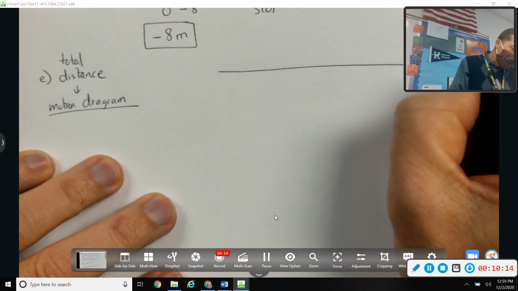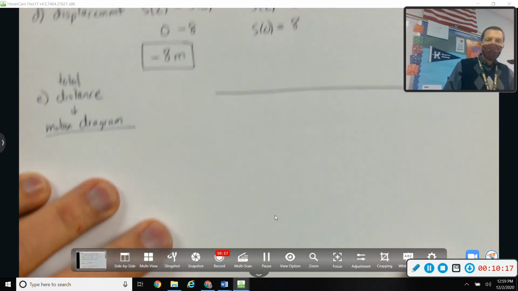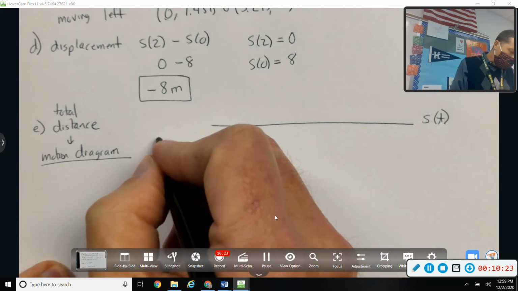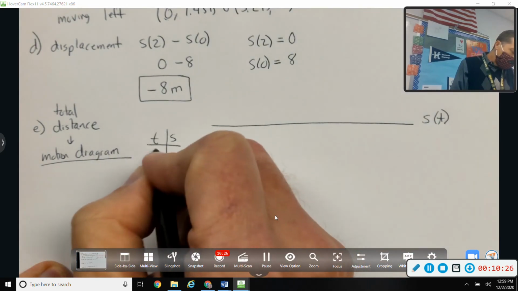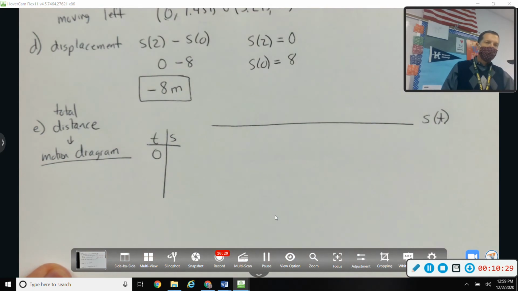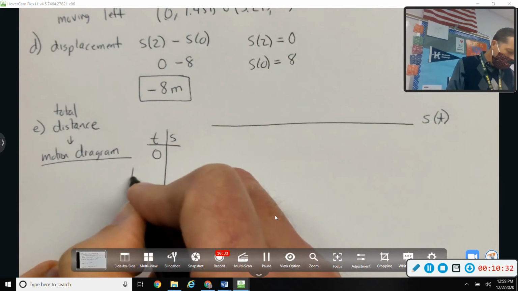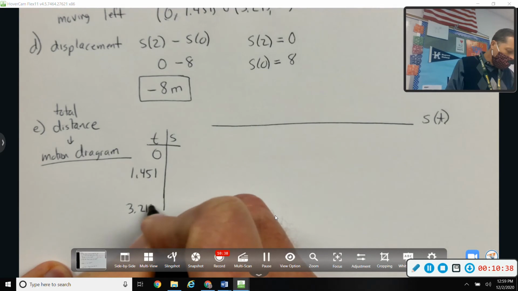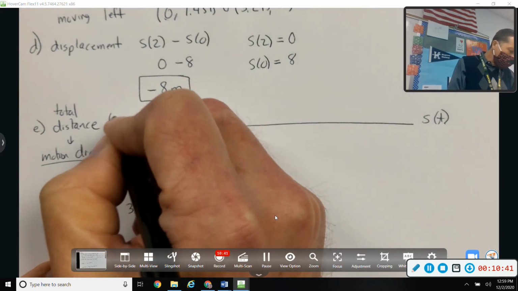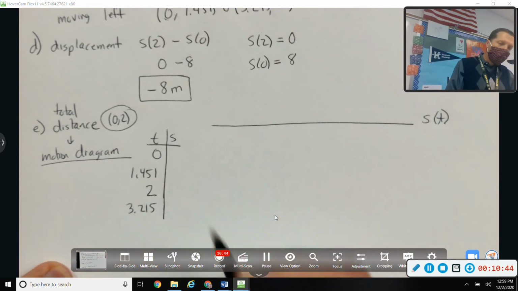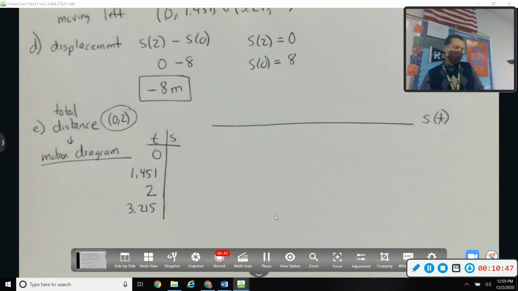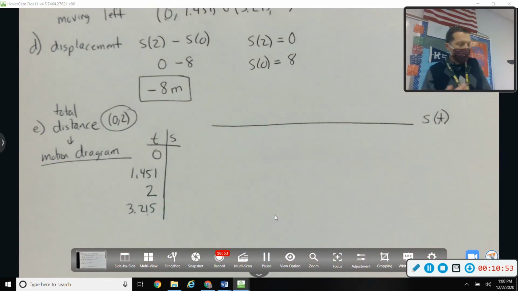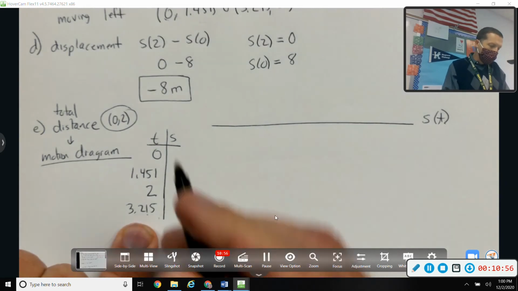So this is kind of a position number line. And we need to know the position at 0, so where we start. And we need to have those key points on there: 1.451, 3.215. Although the distance just says from 0 to 2, so I don't really need the motion diagram to go to 3 if I'm stopping at 2. But if I want the full thing, I would need to include the 3.2 value.